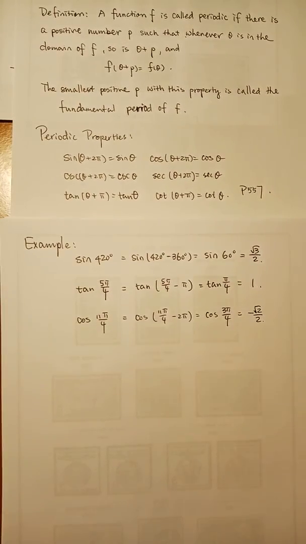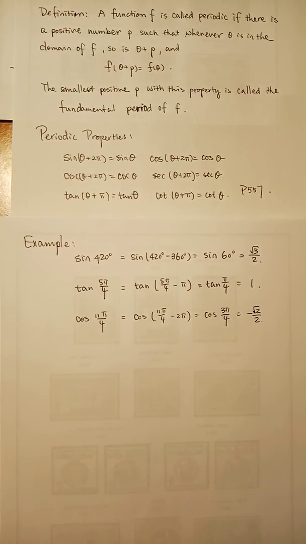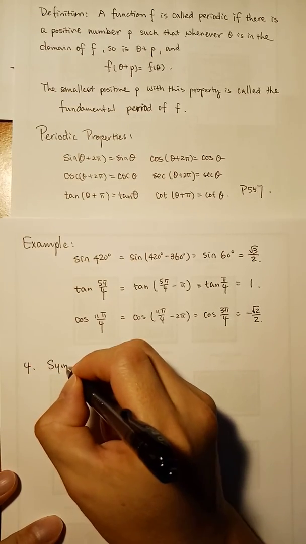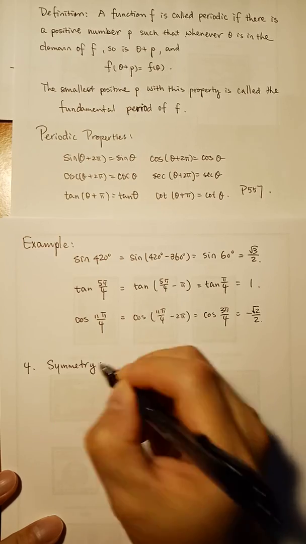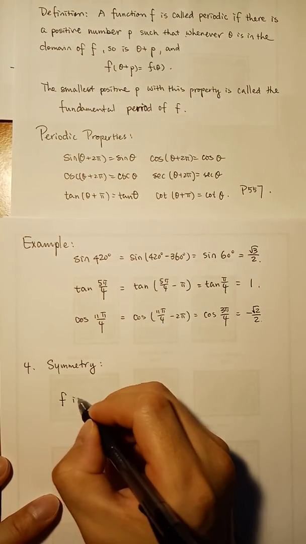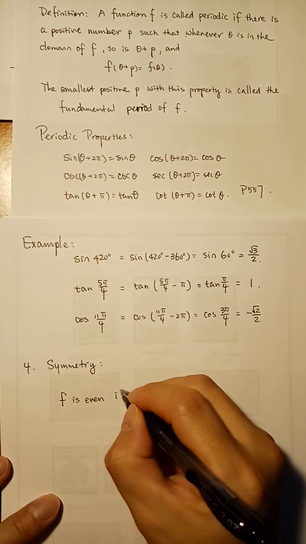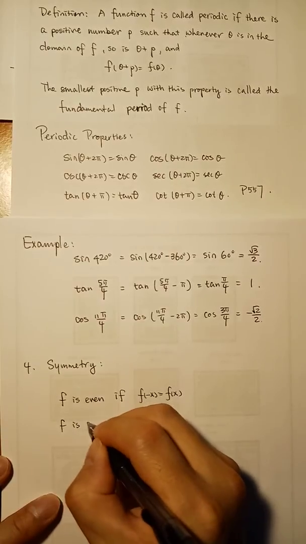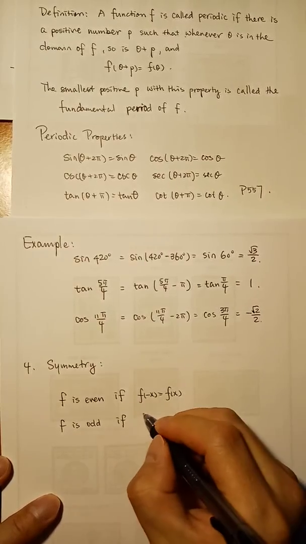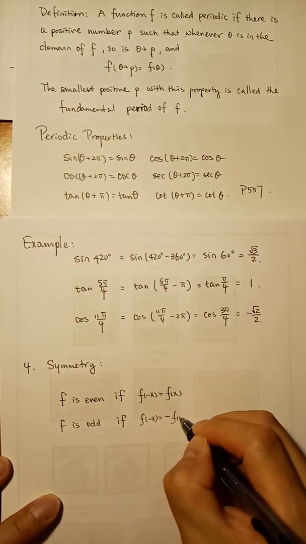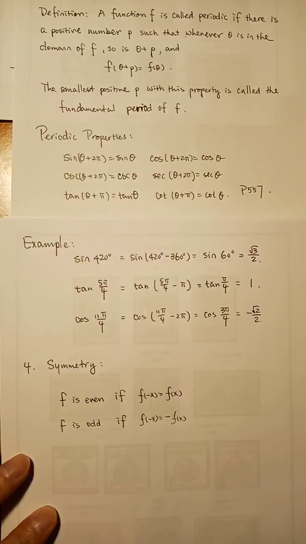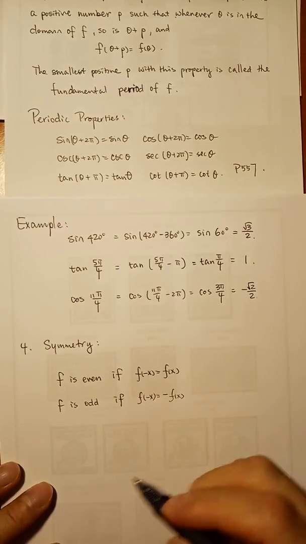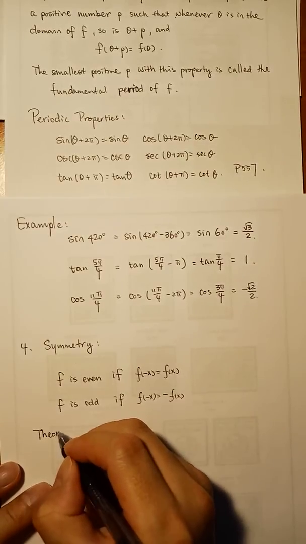Next we're going to study the even-odd property, the symmetry. Remember, we say f is an even function if f of negative x is f of x. f is odd if f of negative x is negative f of x. That's the definition, and the theorem for the trigonometric functions is the following.